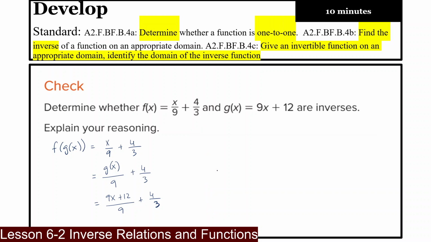It seems like I'm going to need more space here. All right. So what is 9x plus 12 over 9 plus 4 over 3? Well, I do not know. But what I can do is combine these two by adding them.